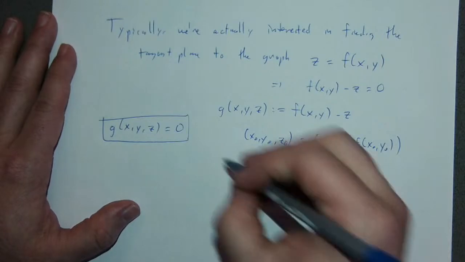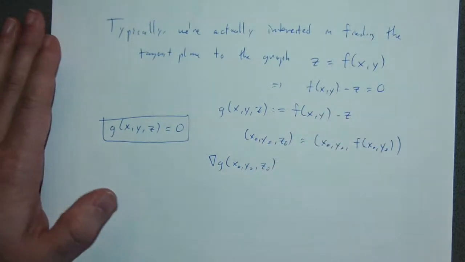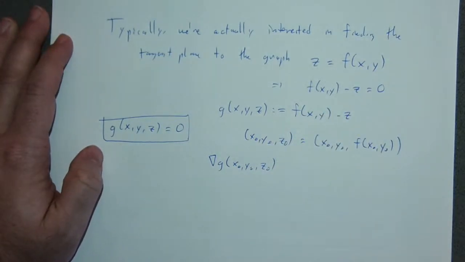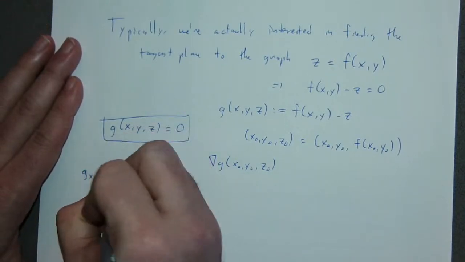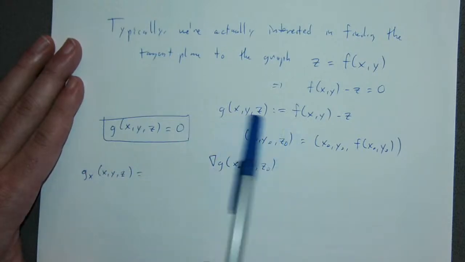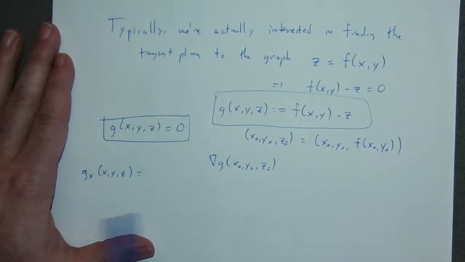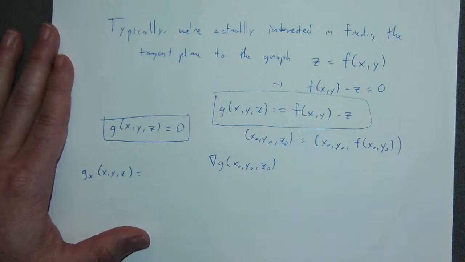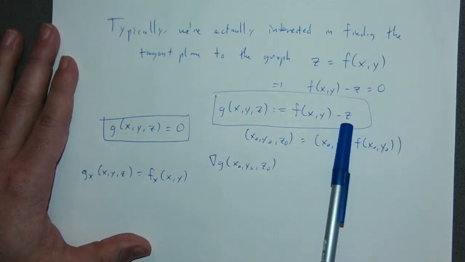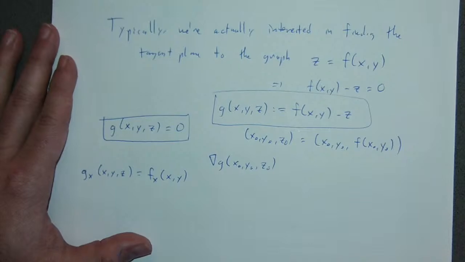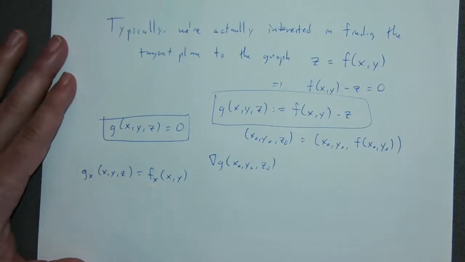And what is the vector that's normal to the tangent plane at this point? Well, I get that from the gradient. So I need to compute the gradient of g at x naught, y naught, z naught. Let's just go component by component. What is the x partial of g at some x y z? Well, g is defined to be f of x y minus z. The x partial of g is the x partial of f of x y, which is the x partial of f, and then the x partial of minus z is 0. So the x partial of g is just the x partial of f.